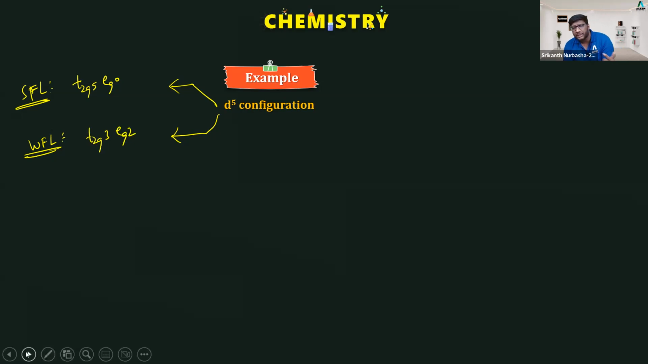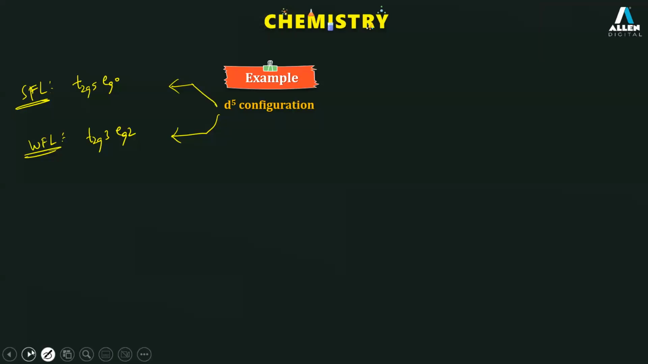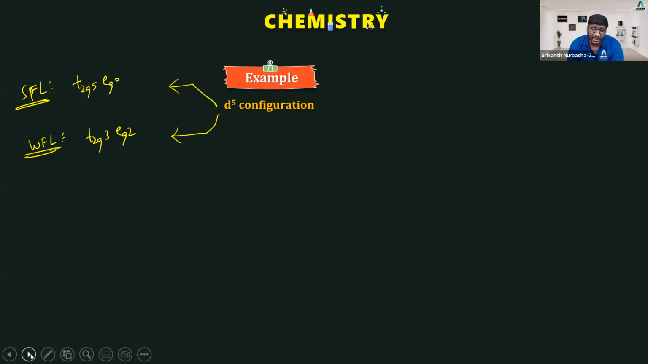Can I say for D1, D2, D3, irrespective of ligand, the configuration is the same? Yes or no? For D1, D2, D3, whether you have a strong field ligand or weak field ligand, the first electron, second electron, third electron will be entering into the T2G level only. They will not go into the EG level. Similarly, for D8, D9, D10 also we have the same scenario or not? So let us write, for D5 you have written, right? D6, comment on D6. Strong field ligand, weak field ligand.